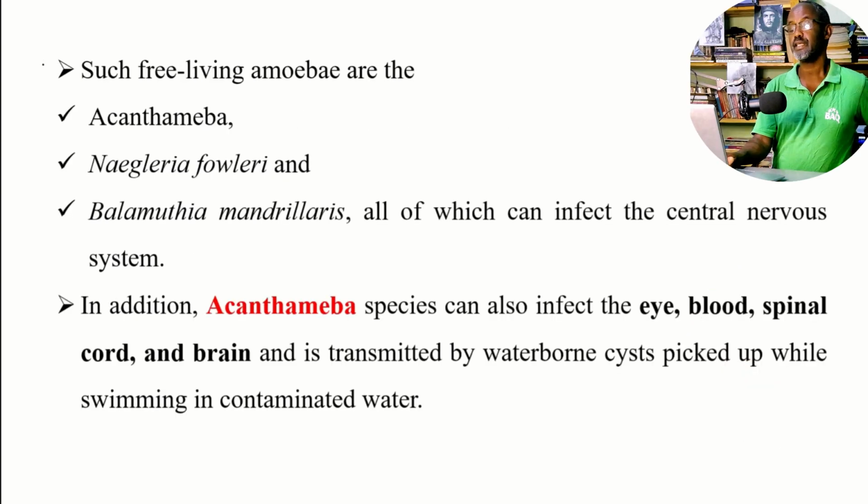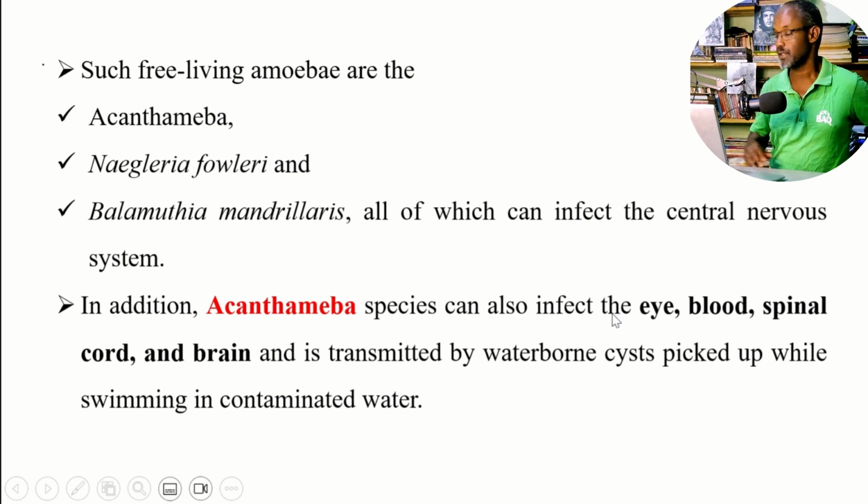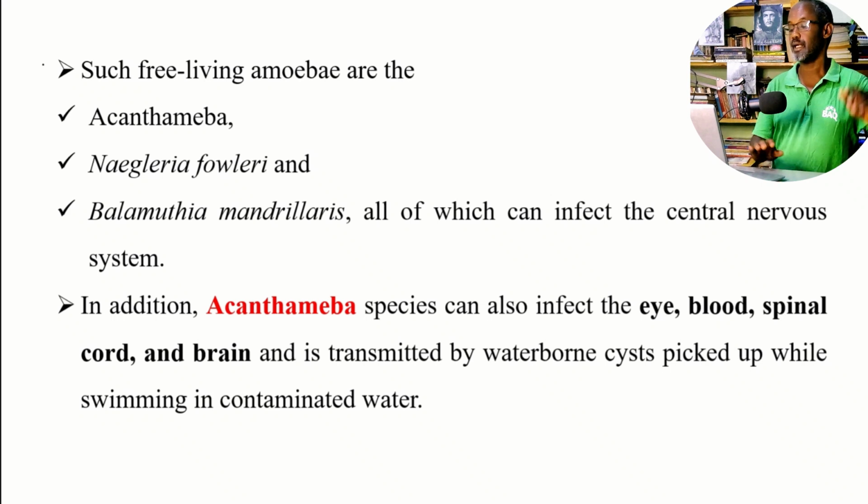They are very serious. Such free-living amoebae are Acanthamoeba, Naegleria fowleri, Balamuthia mandrillaris, all of which can affect the central nervous system. Imagine if these amoebas can reach the central nervous system, they can destroy the central nervous system, even the brain, and cause serious fatal disease. In addition, Acanthamoeba, the first one, can multiply in the eye, in the blood, and spinal cord and brain. Acanthamoeba can also infect the eye and the circulatory system, so that it can cause eye disorder.